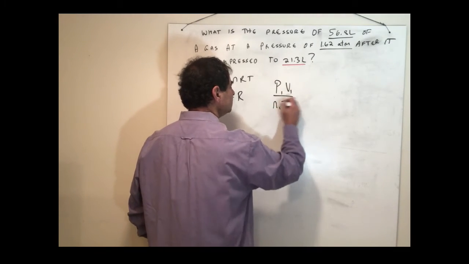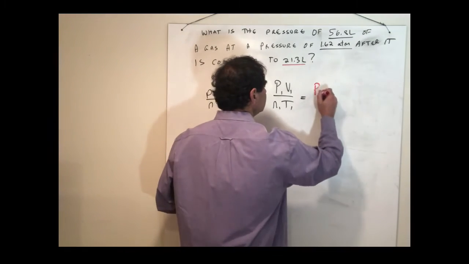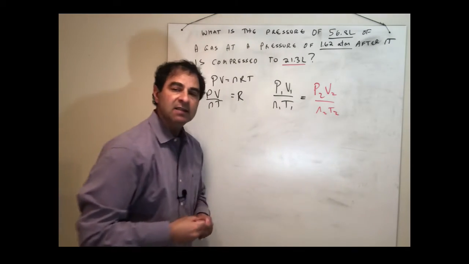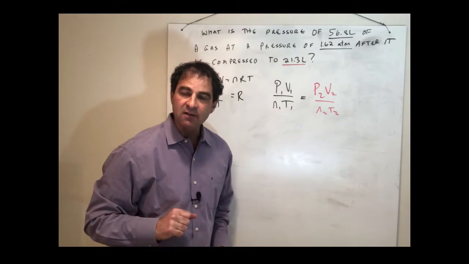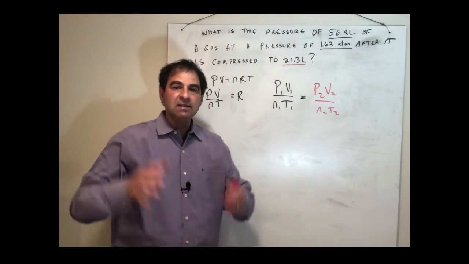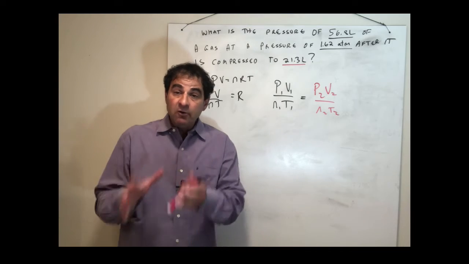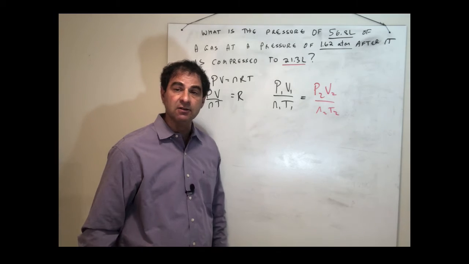P1V1 over n1T1 equals P2V2 over n2T2, because they both equal R. So now we have this equation, the combined gas law, which we're going to use when gas is at one condition and it changes to another condition. In other words, we know the information at one set of conditions and we want to know this information at a second set of conditions.